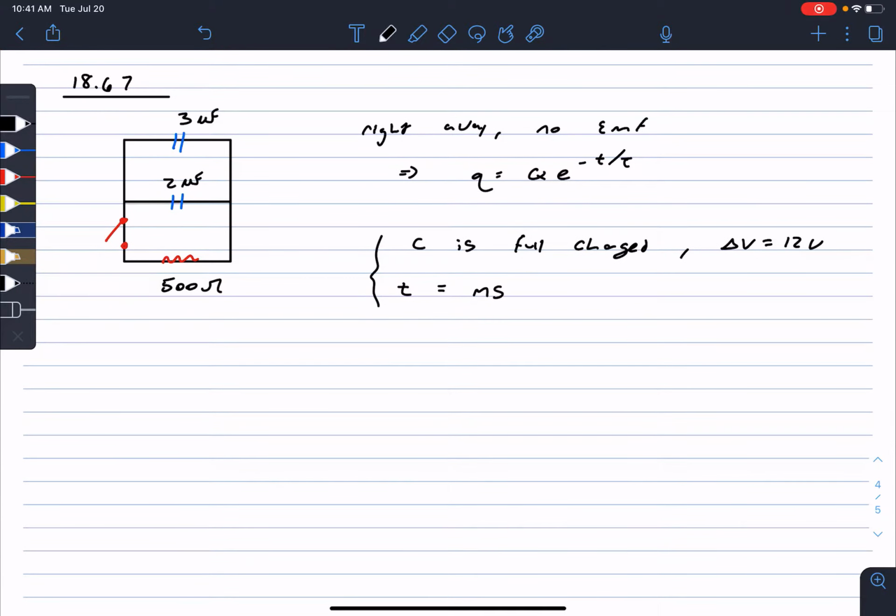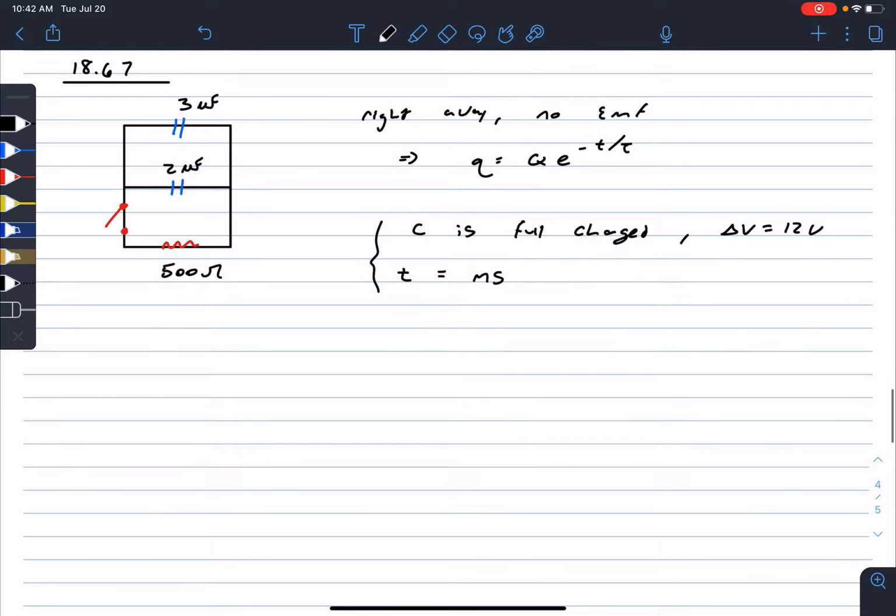Okay, problem 67. We are given a circuit with two capacitors in parallel, a switch, and a resistor. Now notice that there's no EMF, there's no battery here. So automatically that tells me that I'm going to be looking at a different formula for a discharging capacitor.